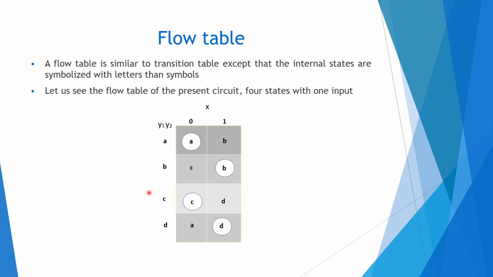So next we define a flow table. A flow table is similar to a transition table, except that the internal states are symbolized with letters rather than binary symbols. So here there is no 0, 0, 0, 1 like that. Instead, we have defined a letter for each stable state. For 0, 0 we have written a, and for 0, 1 we have written b. Like this it goes on. So this is the flow table for the present circuit, 4 states with one input. This is a flow table.